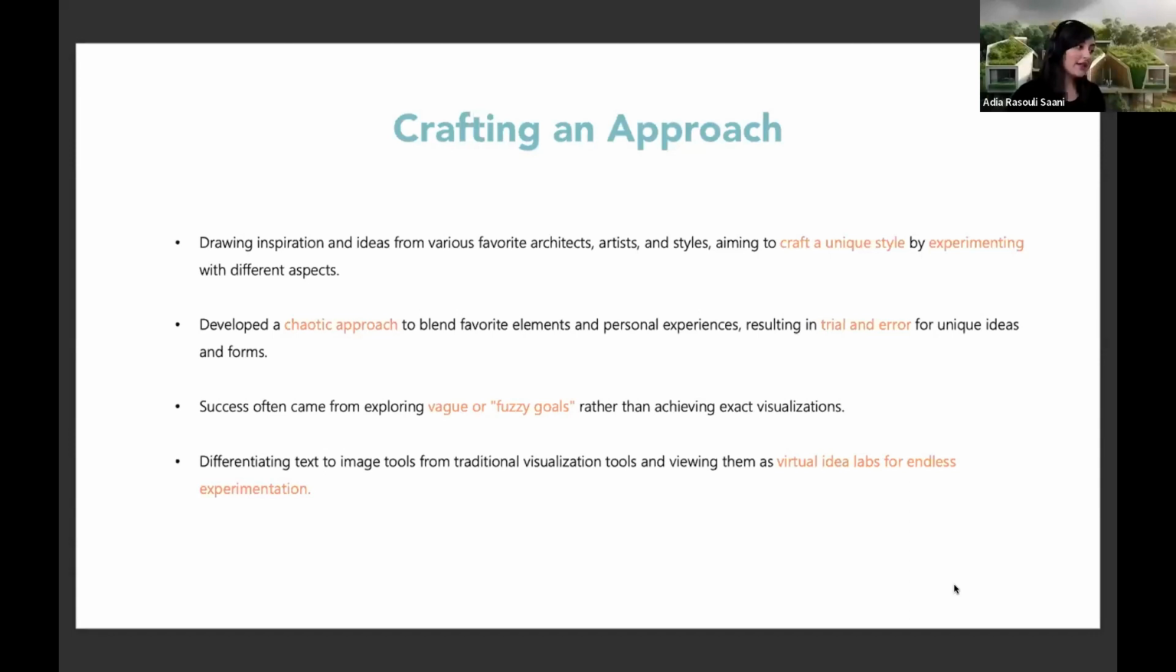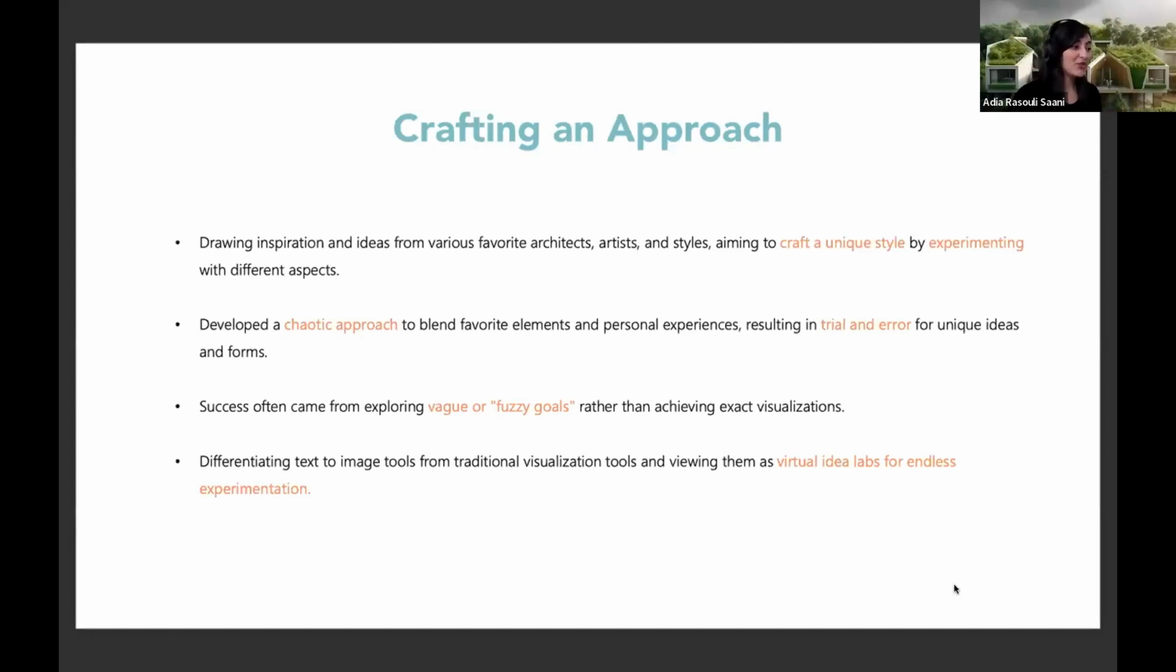Another thing I noticed was that I actually got really good and satisfying results, and there was some sort of vagueness about the subject of my exploration. I call them fuzzy goals, and I rarely was able to successfully create the exact vision of something that I had in my mind. That is why I differentiate this with popular visualization tools.